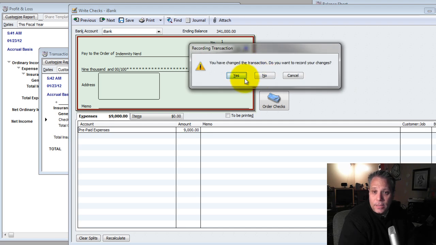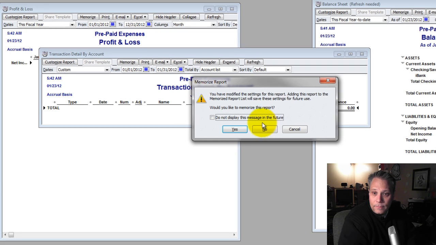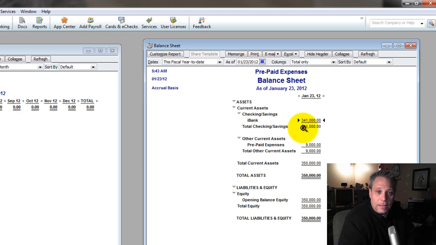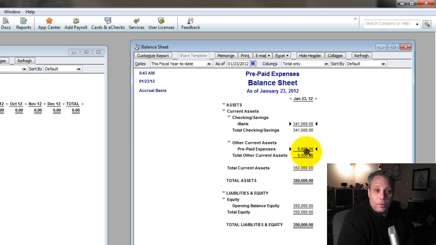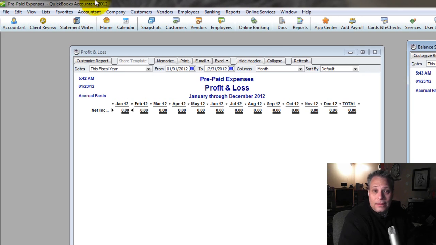Of course, it comes off the P&L. Right, my P&L is now blank. And I've got it on my balance sheet. As soon as I refresh it, there it is in prepaid expenses, which is perfect. Now I just have to automate the recording of the expense on a monthly basis, so I don't have to worry about it. And I do that by memorizing a transaction, a journal entry.